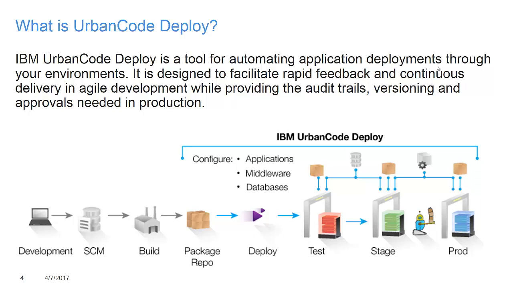So UrbanCode Deploy can take a build and deploy it out to your test environment. When the testing is completed, it can promote that application to your staging environment, and when it's ready for production, it can then promote it to the production environment. And UrbanCode Deploy contains features such as audit trails, so you can know who deployed what, when, and where. Versioning, so that what's deployed in your test environment could be different from what's in your production environment. And approvals needed to move your application from one environment to another. And we'll talk more about the features of UrbanCode in these next few slides.